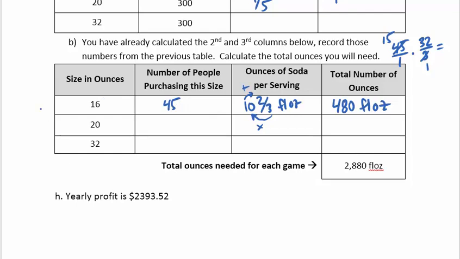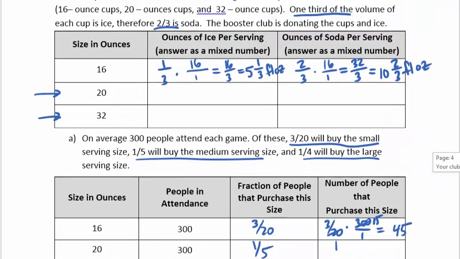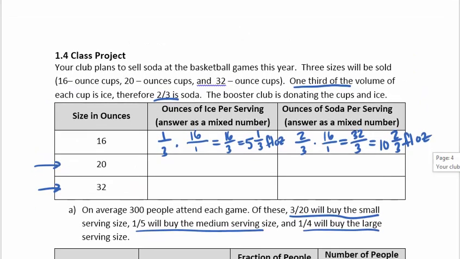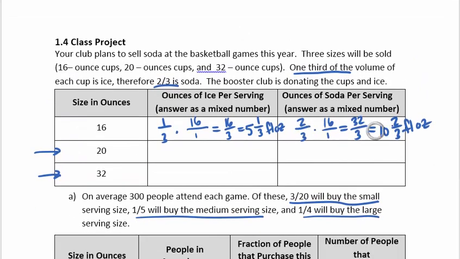So you want to continue on in this manner, working this page out. If you do this whole page correctly, you're going to wind up with 2,880 fluid ounces in total. On the first page here, I don't want you to use a calculator. The reason being that I want you to practice using these fractions and practice our operations with fractions. This is a great project for you to practice without a calculator.